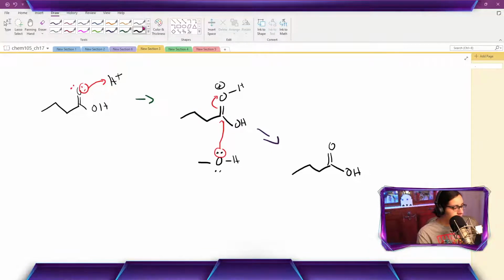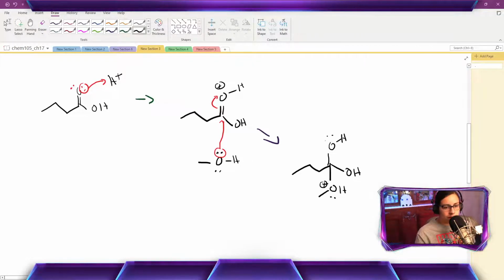Oops, that's not correct. So we move those electrons up. I apologize. So now that's fine. Now we have our OH there, so methanol. And then formal charges, so this has a positive formal charge. You can draw in our electrons there, and draw in our electrons.